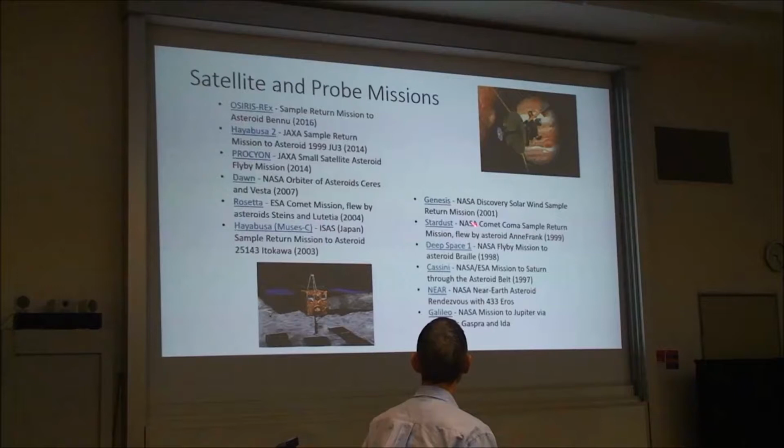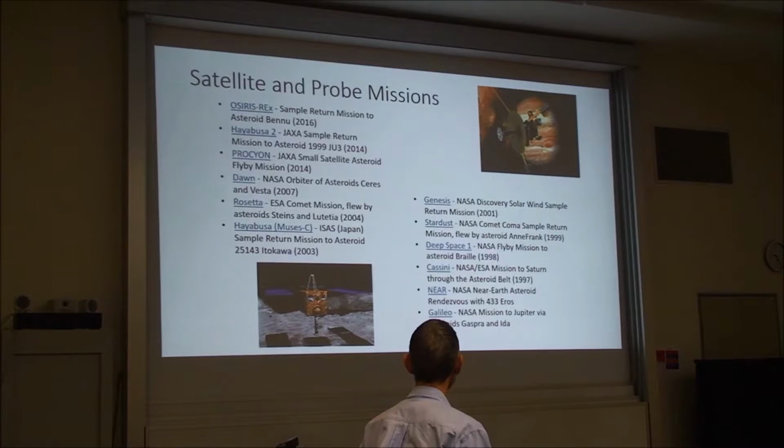Genesis mission was really about capturing solar wind and returning that to Earth. Another comet sampling mission, Stardust, flew past an asteroid on its way, again some more flybys. There is the NEAR mission where they're attempting to rendezvous with Eros.